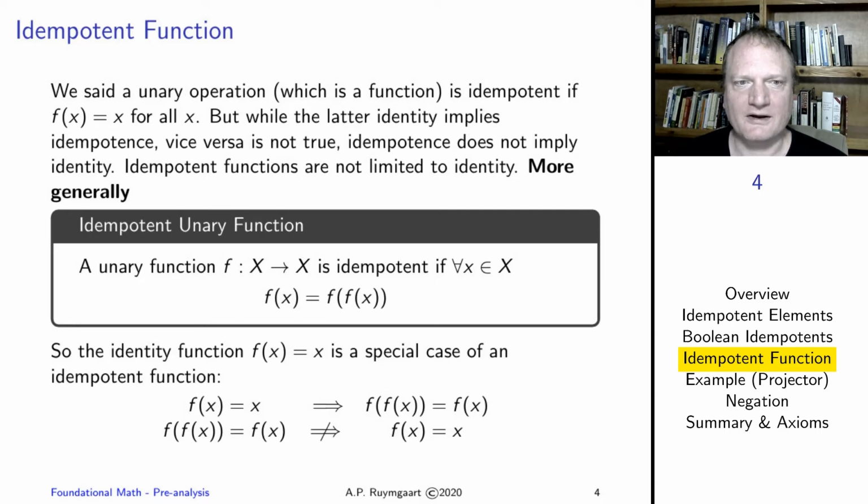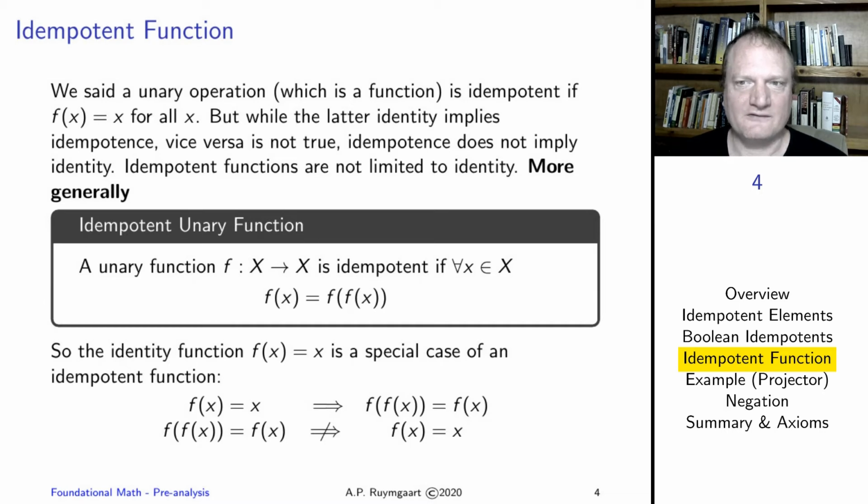But it turns out that the identity function or identity operation is actually a special case of idempotence. It's true, but it's not the most general case. So we can now make a more general definition for a unary function or operation. We'll say more generally that a unary function is idempotent if f of f of x equals f of x. So if we apply f to the result of f of x and that equals f of x, then that unary function is said to be idempotent.